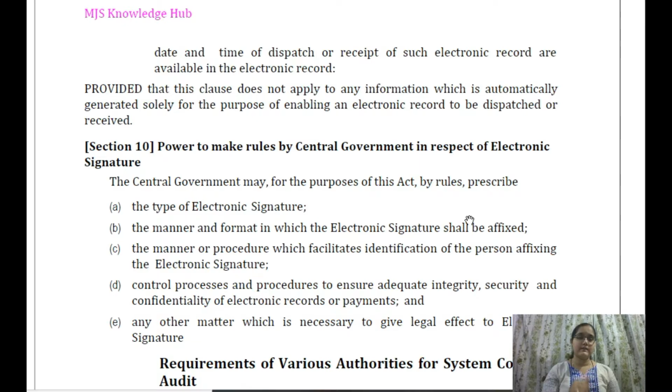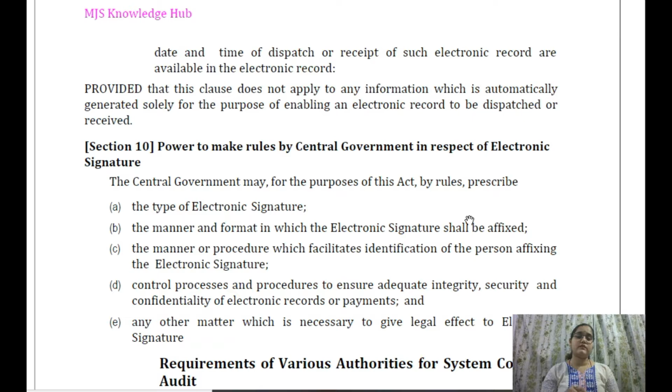and what does it prescribe? It will say the type of electronic signature, or the manner and format in which it should be affixed, the manner and procedure which will facilitate the identification of the person affixing it, and the control process and procedure to ensure adequacy, integrity, security and confidentiality of the electronic records, because these three, confidentiality, integrity, availability, are among the most important processes for the authentication of data. Then any other matter which is necessary to give legal effect to electronic signature.